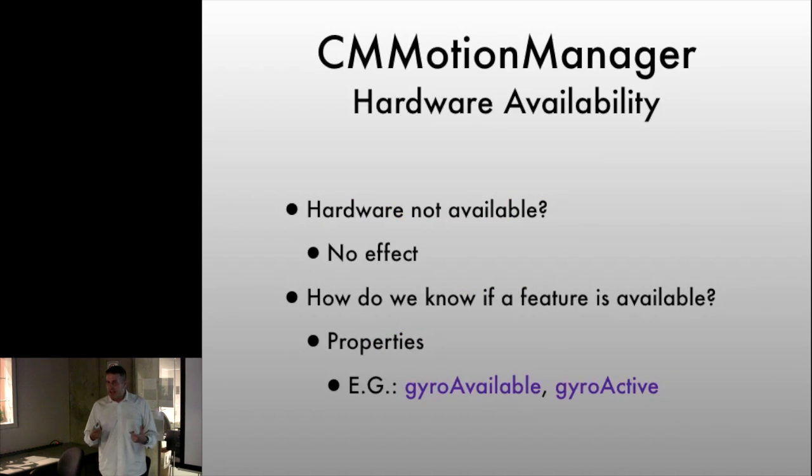So, how do you detect whether the hardware is available or not on the iOS devices? If it's not available, it's not going to crash. It's just not going to give you back any data. Your application isn't going to crash or start throwing exceptions. It just won't do anything. To find out if the feature's available, you use the properties of the CM Motion Manager, like gyro available and gyro is active. You can use it to check for the accelerometer and for the magnetometer as well. These are all outlined in the documentation.